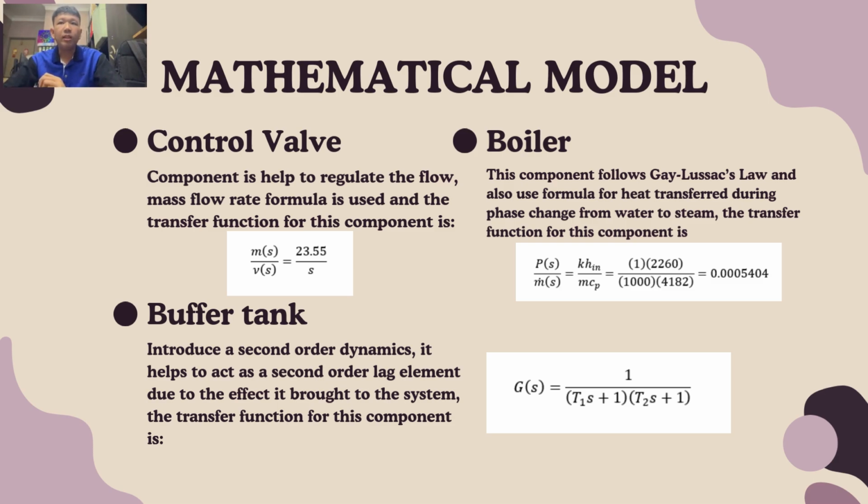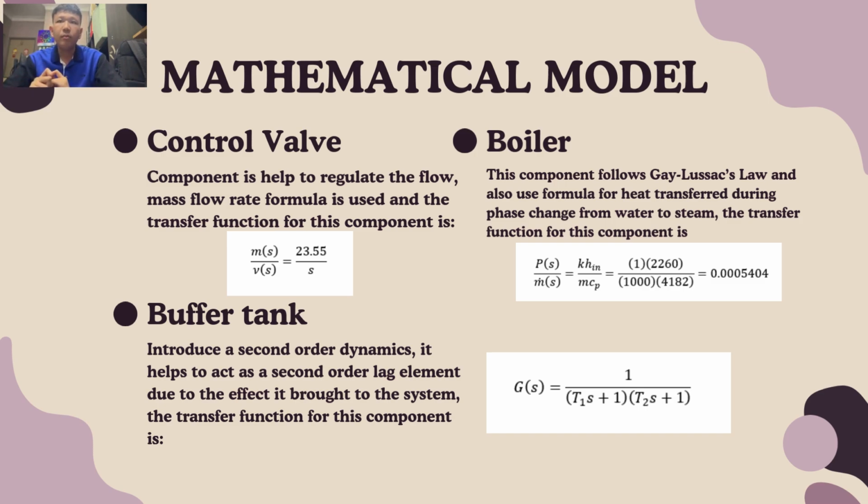Now let's move on to the mathematical model for the steam boiler system. At first, we look at the control valve. The control valve helps to regulate the flow in the steam boiler system. We can use the mass flow rate formula to calculate and create a transfer function for the component, which is ms over vs equals 23.55 over s.